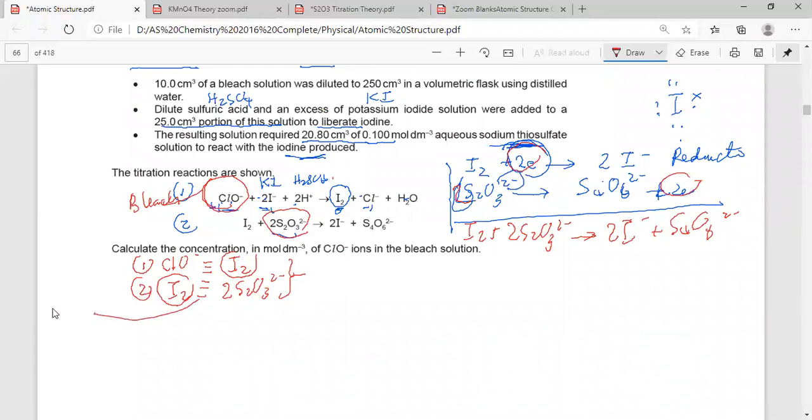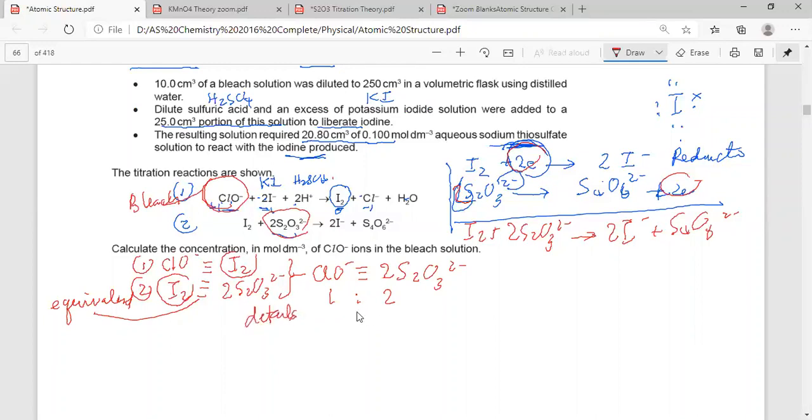You can check it out in your Google. It's equivalent, not equal. The number of moles is equivalent. So I can put ClO minus is equivalent to 2 S2O3 2 minus. So 1 mole is to 2 moles. Easy.